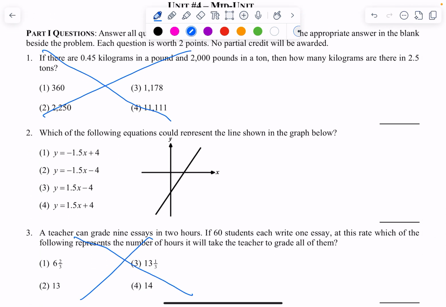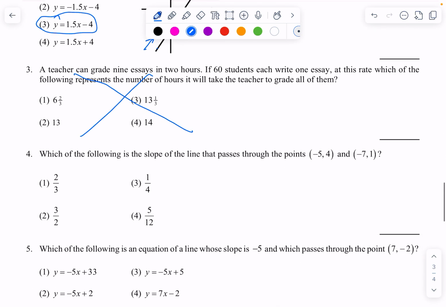So again, this one is a positive slope and a negative y-intercept. Which one's a positive slope with a negative y-intercept? It is number 3, right? Positive 1.5 and negative 4. All right, we'll skip that one.